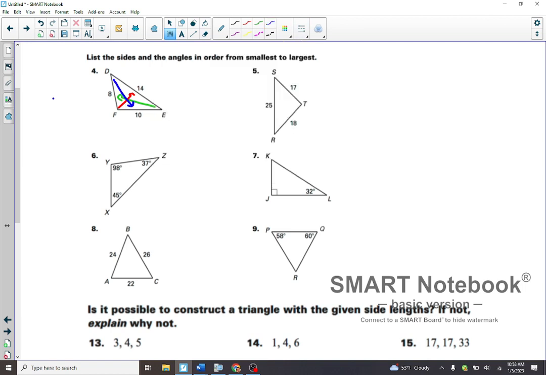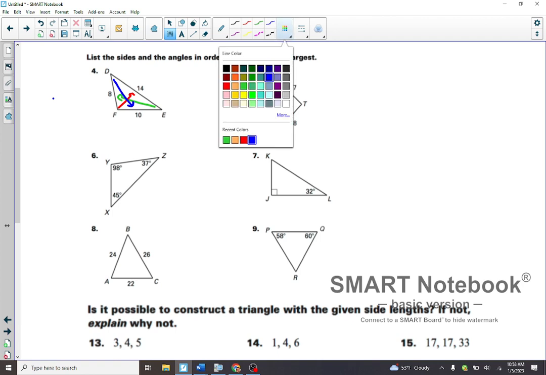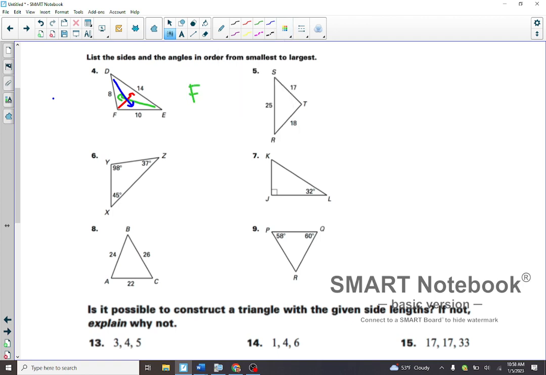So in this case, we want the smallest to largest. The smallest angle in this case is E, so E's first. Then the medium angle is 10, so that's D. And then the biggest angle is 14, which is F. So EDF.